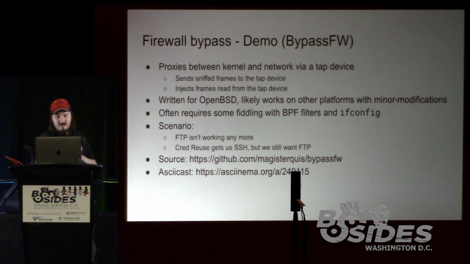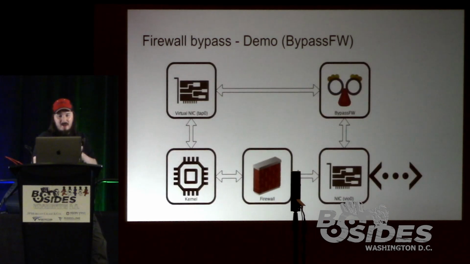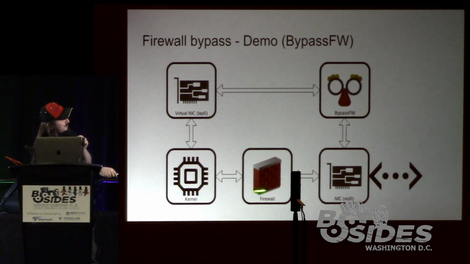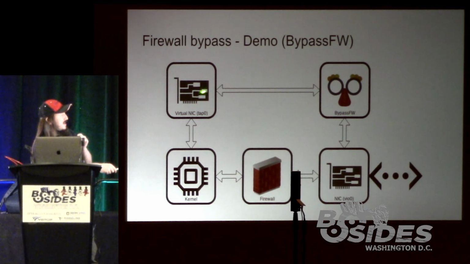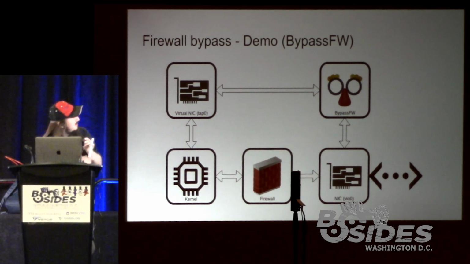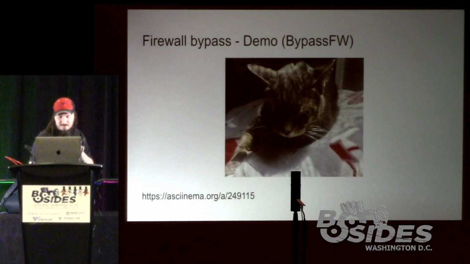By the way, you end up doing a lot of fiddling with BPF filters in ifconfig when you do this. So this is what it looks like. We have the network out here. It'll send data to the NIC. Normally the firewall will drop it and say, no, this isn't something we want. We don't want FTP anymore. But the NIC sends to the process, bypass FW, the tcpdump or libpcap using process, which will send it then into its virtual NIC into a kernel. So it's just a nifty way to hop around a firewall.